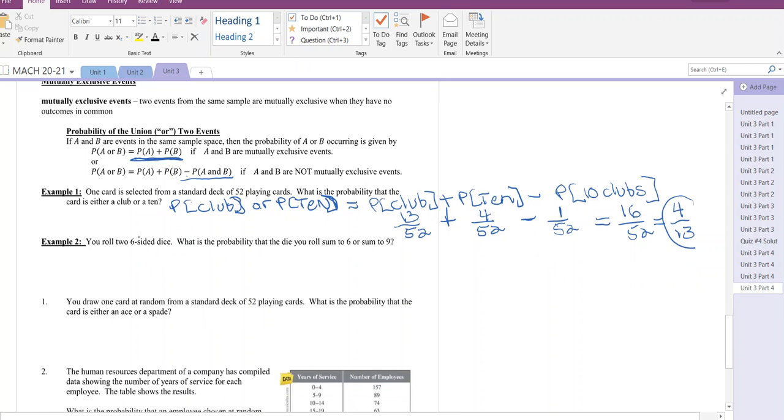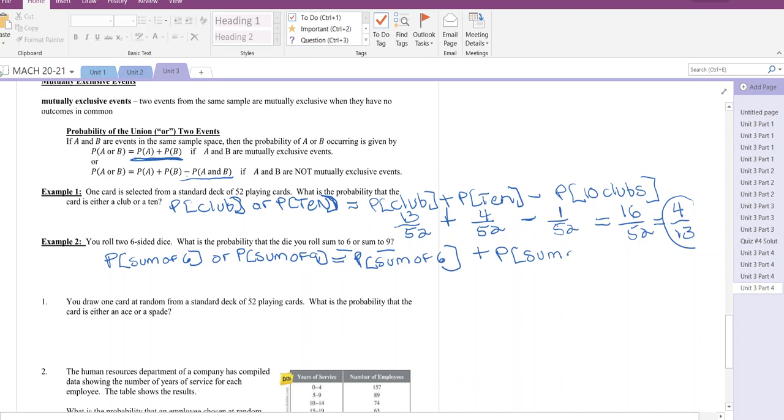However, example 2: you roll 2 6-sided dice, and the probability that the sum is 6 or 9. So the probability the sum is 6 or the probability the sum is 9 equals the probability that you roll a sum of 6 plus the probability that you roll a sum of 9. And there's no overlap, so therefore you just add those two. So they are mutually exclusive.